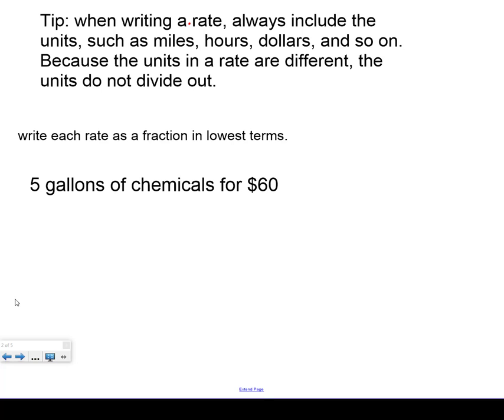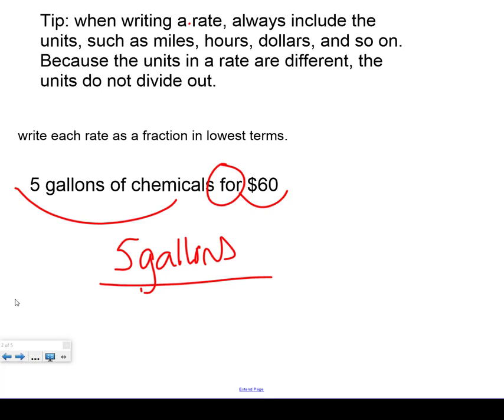So this one's 5 gallons of chemicals for $60. So here's our word, for. So it's comparing this thing to this thing. Again, they're still from left to right. The first thing that you see goes on top, over, and this one's $60. The dollar sign is in front of it, but we're going to write it out for us to see it. So 5 gallons to $60. This one simplifies, and for us to be able to simplify, we would divide both the top and bottom by the same number, and in this case 5 goes into both of them.